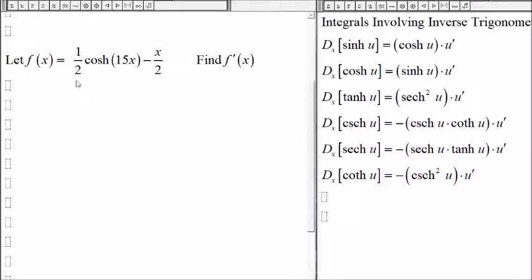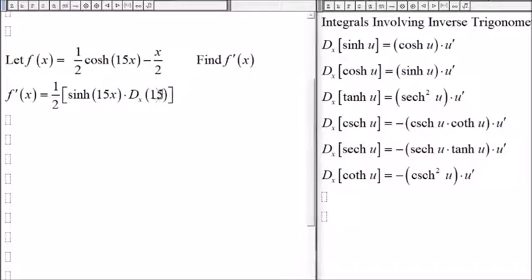Here we have the function 1/2 times hyperbolic cosine of 15x, and we want to find the derivative. The derivative of hyperbolic cosine is hyperbolic sine. So here we get 1/2, and then the derivative of hyperbolic cosine will be hyperbolic sine of 15x. And then we have to multiply by the derivative of 15x by the chain rule.